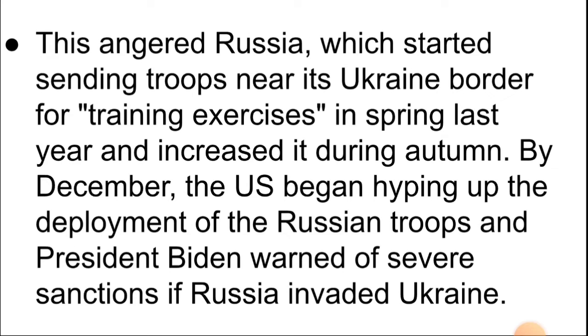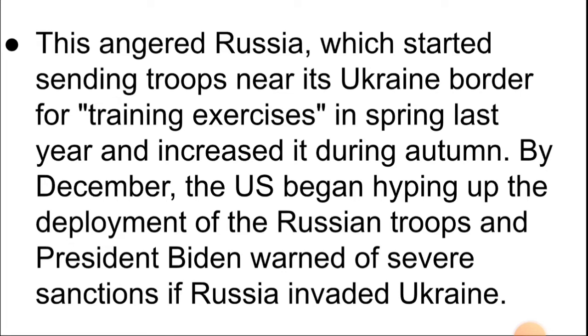What happened after that? This angered Russia, which started sending troops near its Ukraine border. As Russia is a superpower and there is always a cold war going on between the United States and Russia, this angered Russia, as Ukraine shares a huge border with Russia. Russia started sending troops near the border for training exercises in spring last year and increased it during autumn. So in 2021 the training exercises began, and the troops started gathering, increasing in spring and then again in the autumn season.